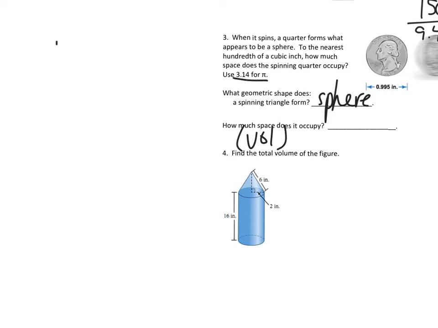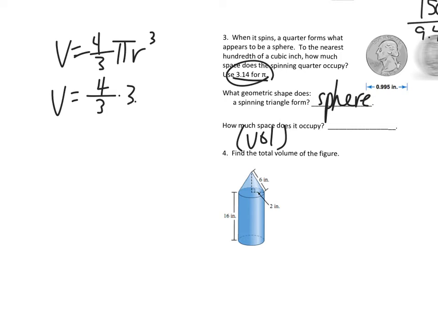Let's write down the formula. For a sphere, it's 4/3 pi r cubed. Let's plug in what we know. So the volume is what we're trying to find, equals 4/3 times, they tell us to use 3.14 for pi, times r cubed. Well, what is the radius? It tells us the diameter right there, but the diameter is double the radius, or in other words, the radius is half of the diameter. So let's take 0.995 and divide it by 2 to figure out the radius. So my radius is really 0.4975. Okay. And that's cubed.